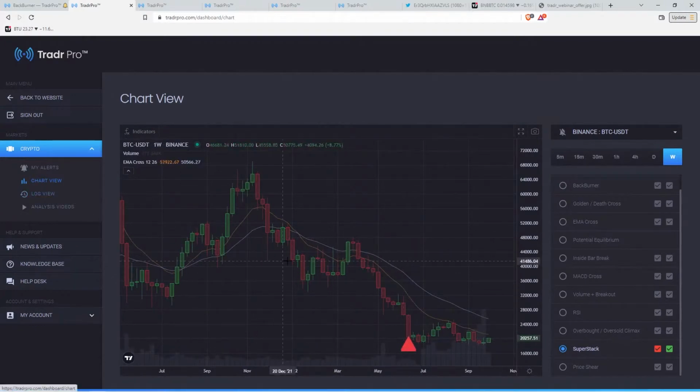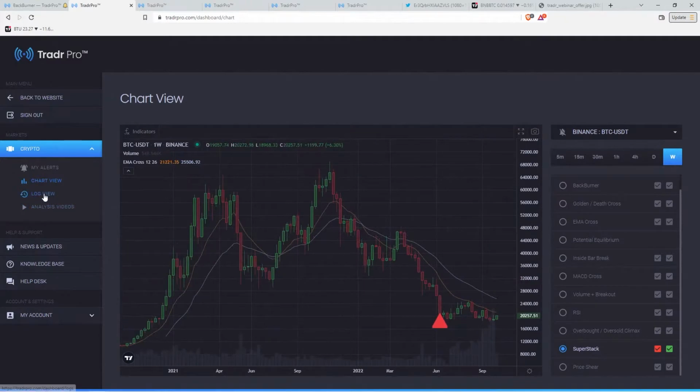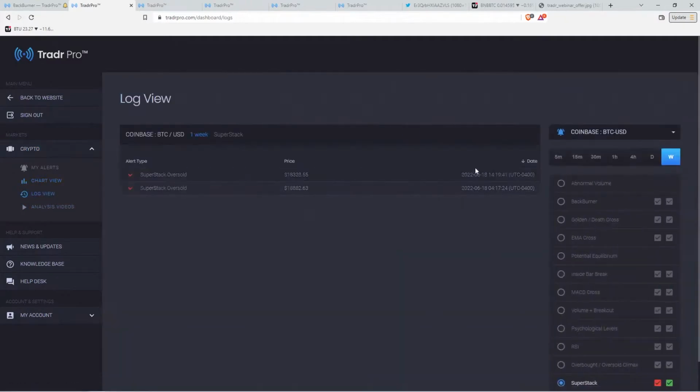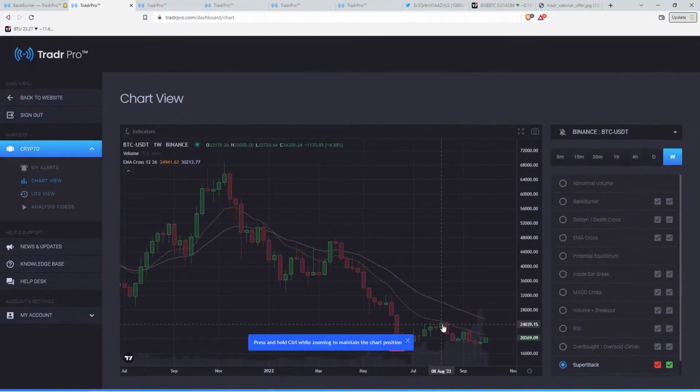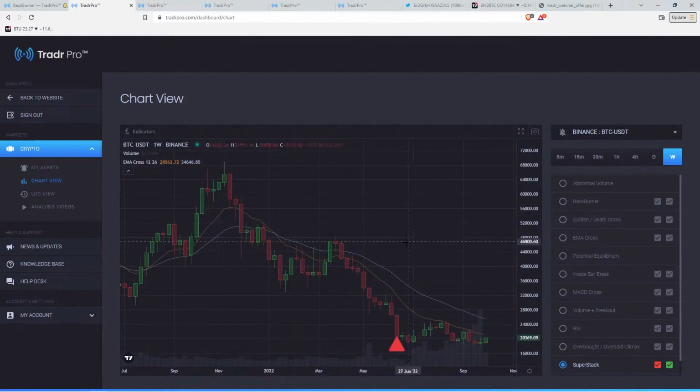And this is the chart view right now that we're looking at here. If you go to the log view, it'll tell you exactly when the alert went out and the levels that it went out at. So it went out in the 18,000s for the first time ever and ended up getting that bounce up to 25,000 plus. So far so good. Nice first ever successful alert there. We can go back to the daily.